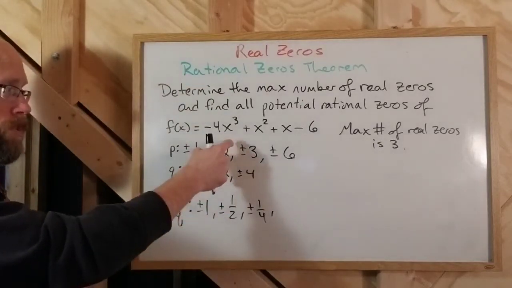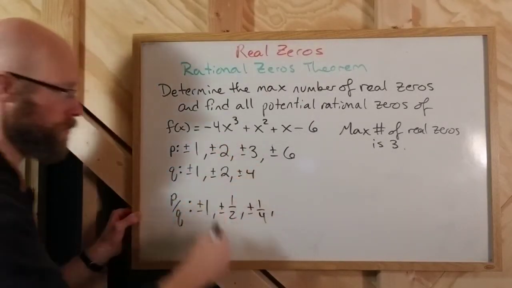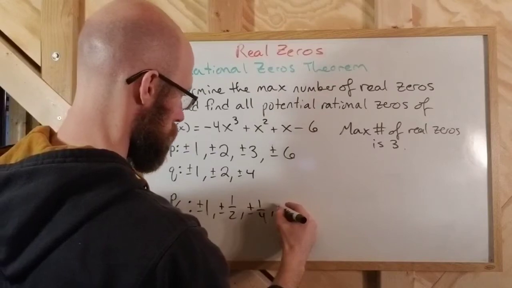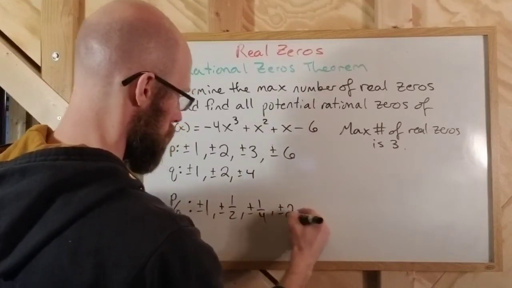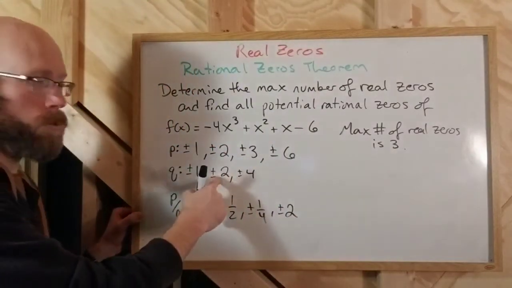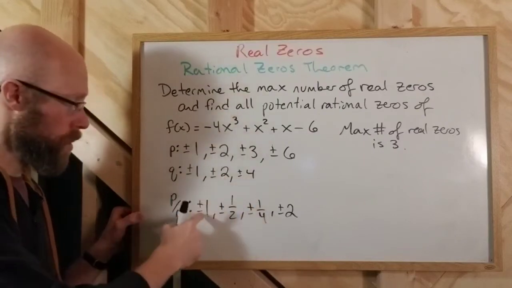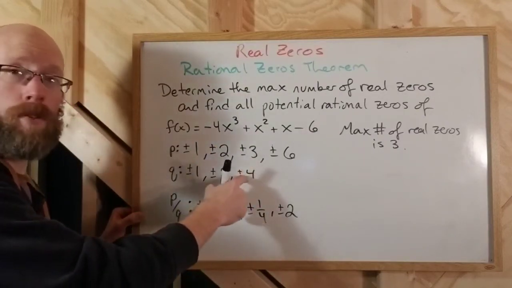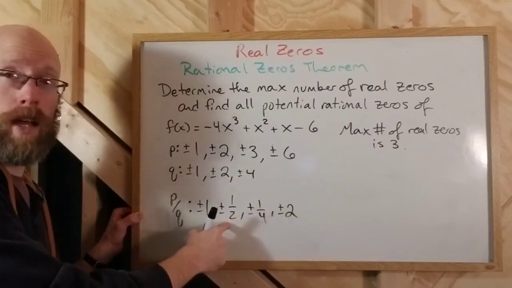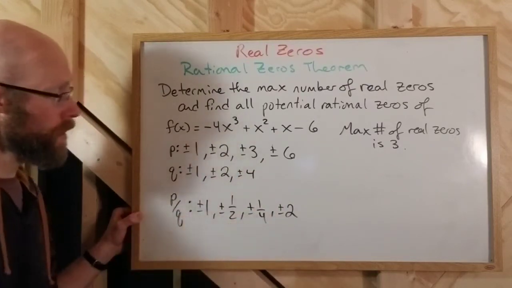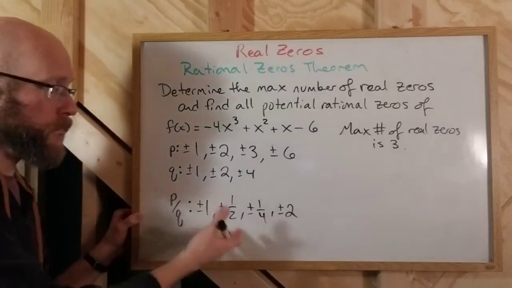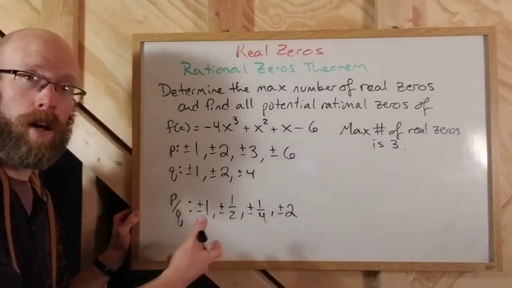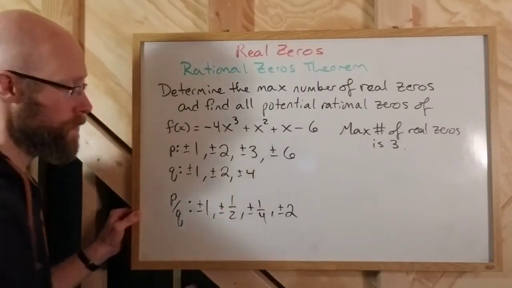Then I jump over to the 2. It'd be 2 over 1, 2 over 2, 2 over 4. Well, 2 over 1 is 2. Now I do 2 over 2. 2 over 2 reduces to 1, which I already have, so I can skip that one. And 2 over 4 reduces to 1/2, which again I already have, so I can skip that one. If you are repeating possible rational zeros, you can skip those.